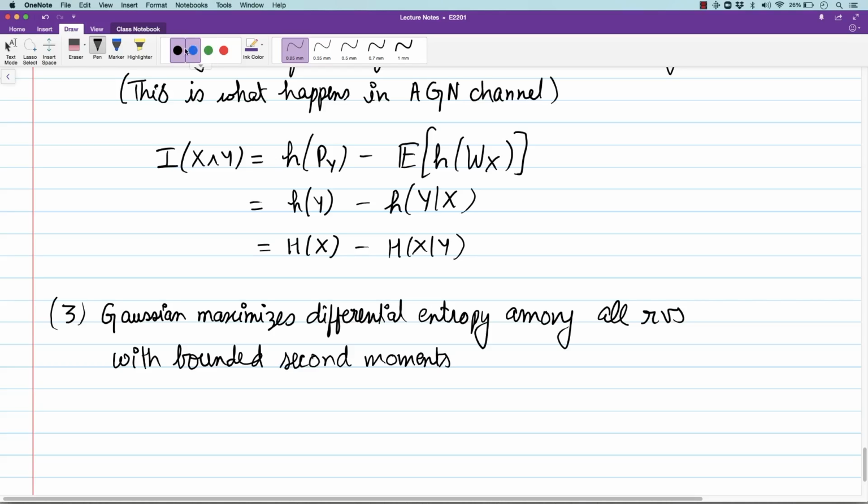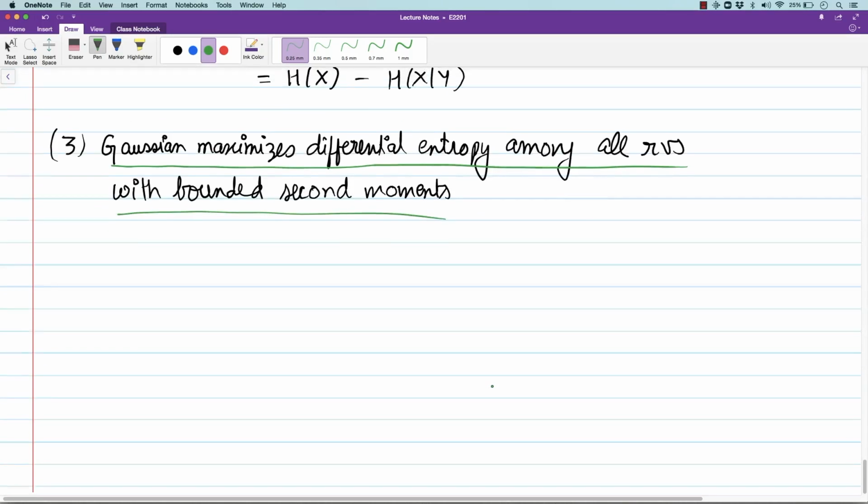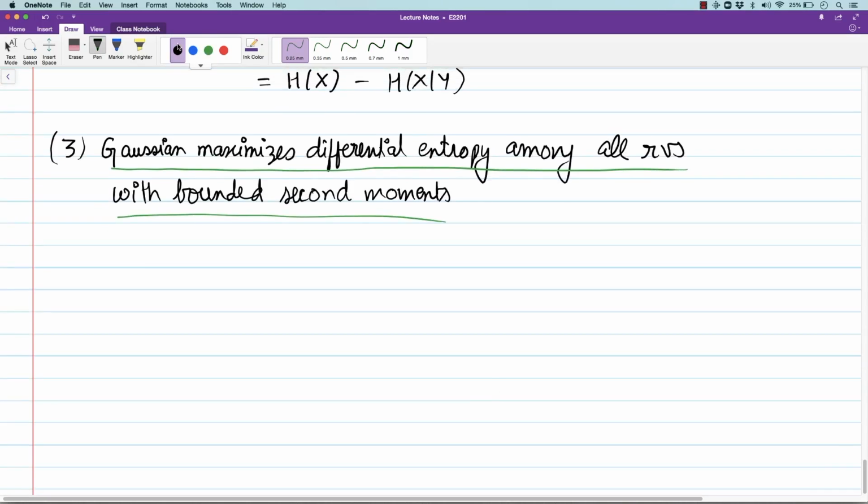Just like we saw that geometric random variable maximizes entropy among all random variables with bounded first moment. For differential entropy, that job is done by the Gaussian distribution. All right, so let's show this.